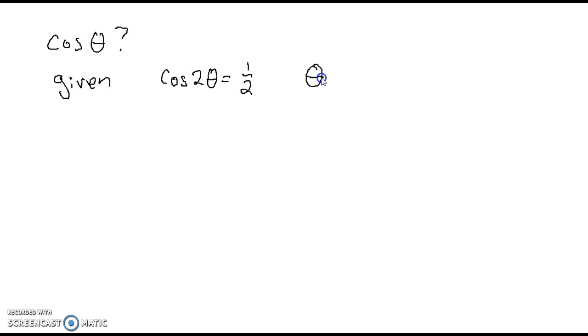Alright, let's try one more example. So for this one, what I want us to find is just the cosine of theta. This is the given information. I am given that cosine of 2 theta is equal to 1/2, and that theta terminates in quadrant 1. That's the information.